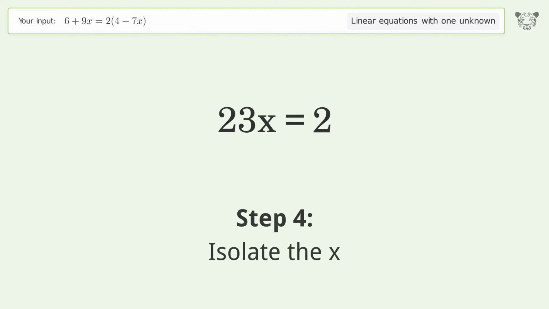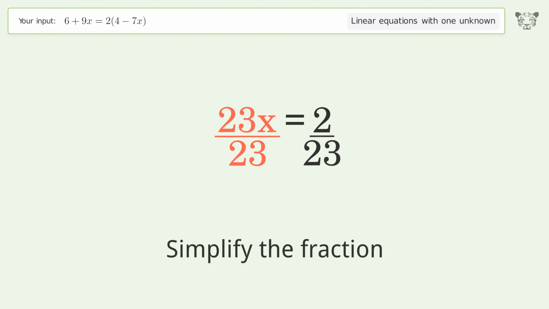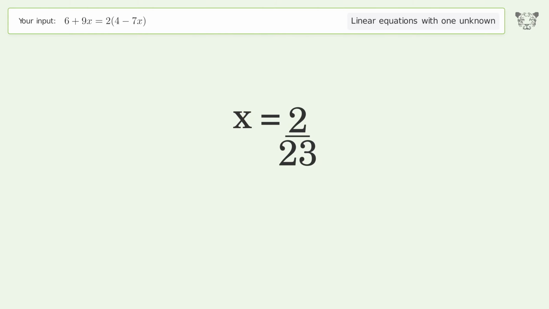Isolate the x. Divide both sides by 23. Simplify the fraction. And so the final result is x equals 2/23.